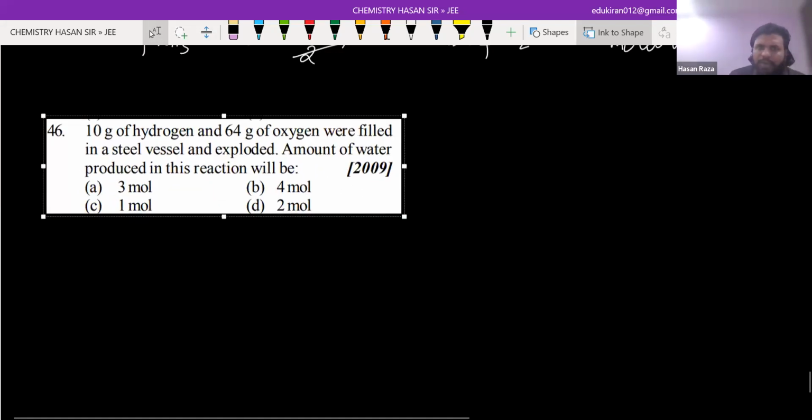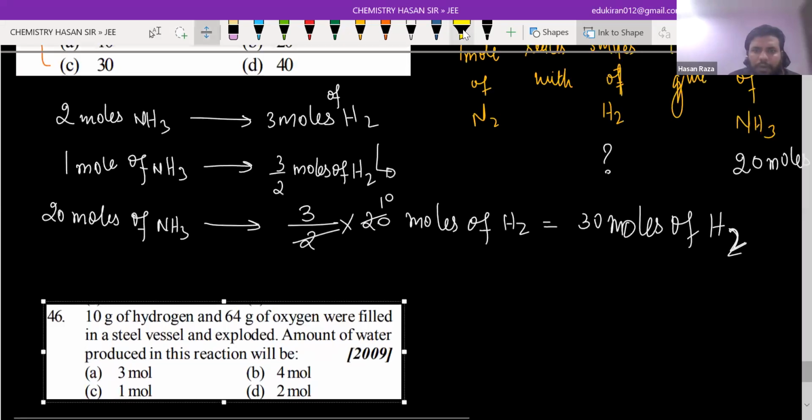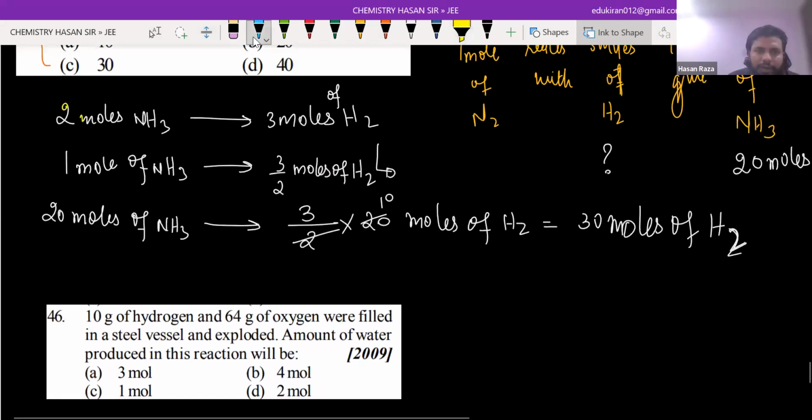I'm going to give you hints. If you are not able to see how we got 3 by 2, wait a minute, everyone. Tharif, see, suppose 2 moles of NH3 are given by 3 moles of H2. So 1 mole will be given by 3 by 2.